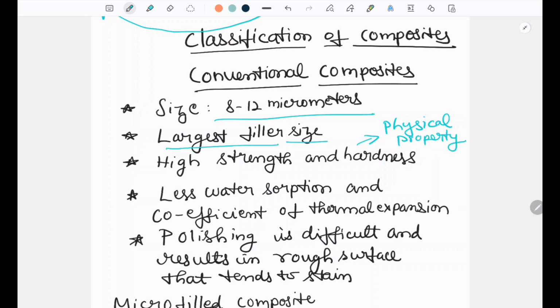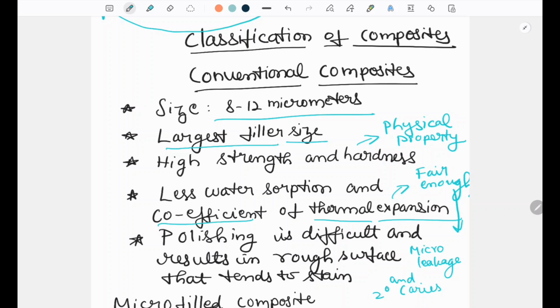And then it has less water sorption, which means the tendency of the composite to attract water is lesser, and the coefficient of thermal expansion is also less. This matters because when composites are under heat or warmth, a kind of expansion takes place in the composite, which is not actually fair, and which may lead to microleakage and caries, that is, secondary caries.